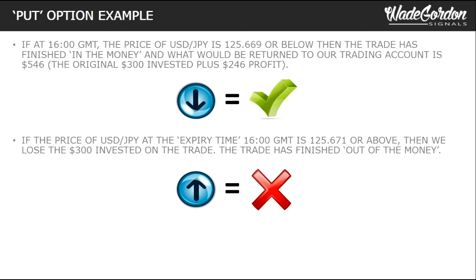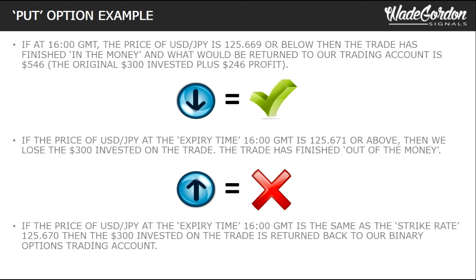If the price of US dollar Japanese yen at the expiry time 1600 GMT is 125.671 or above, then we lose the $300 invested on the trade. The trade has finished out of the money. If the price of US dollar Japanese yen at the expiry time 1600 GMT is the same as the strike rate, 125.670, then the $300 invested on the trade is returned back to our binary options trading account.